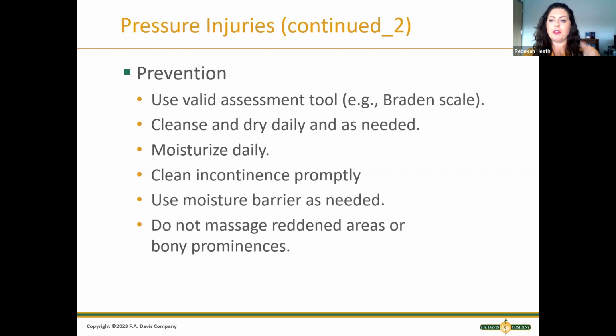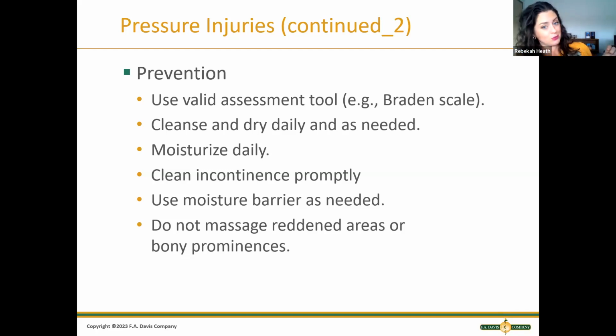So first, we want to make sure we know how to assess which patients are at risk. Using the Braden scale, like we did in class, is going to be extremely valuable because you can identify who's at risk and start doing some of these preventative techniques. So we want to make sure the skin is clean and dry. I want to emphasize the dry part because moist skin is going to lead to skin breakdown. So you really want to make sure you have that dry on there.